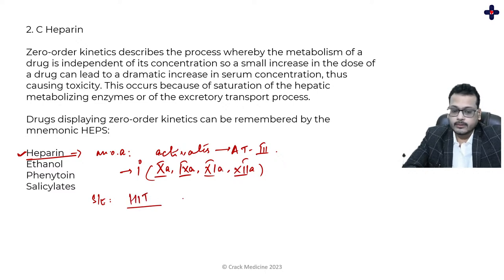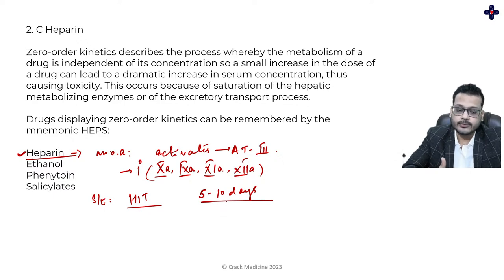Now, the problem with this is it takes around 5 to 10 days. You can have a patient who has had a major surgery and you have started the patient on heparin prophylactically. Then 5 to 10 days into the treatment process, you see that there is a 50% or greater reduction in platelets. But despite the reduction in platelets, it's a prothrombotic condition, right?